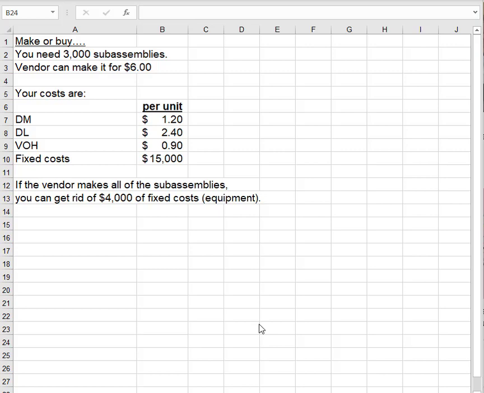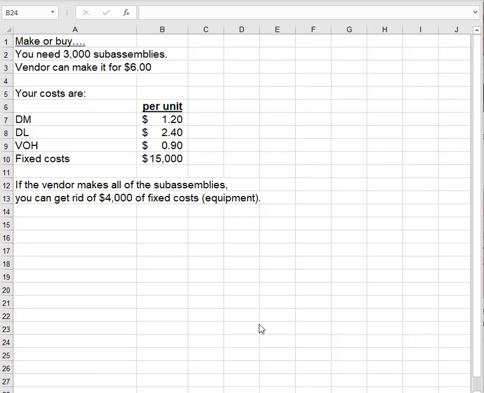So let's look at this example here. You need 3,000 sub-assemblies. The vendor can make it for $6. You have to pull that out of the problem from the story. What's the volume and what's the price the vendor's charging you?